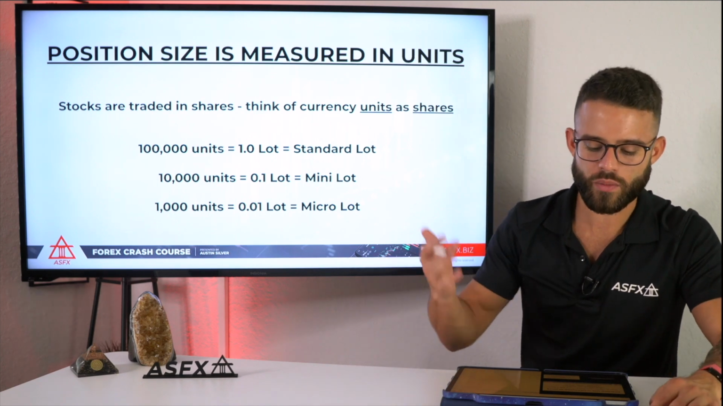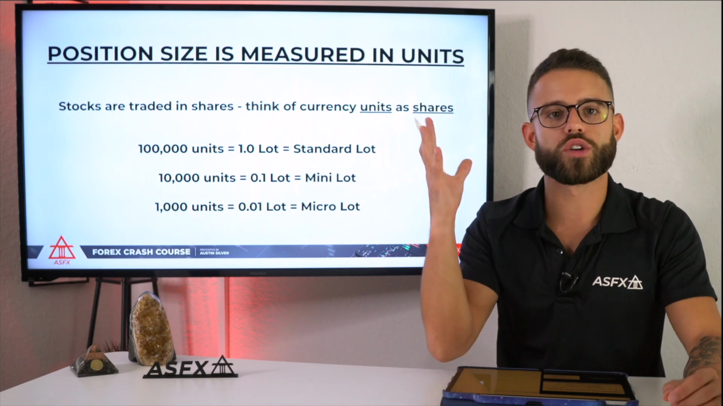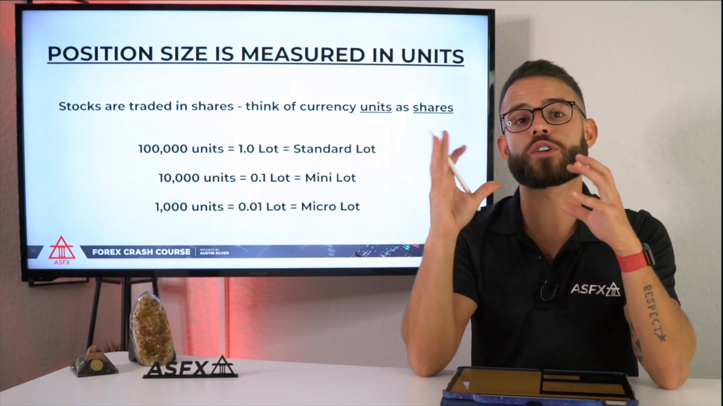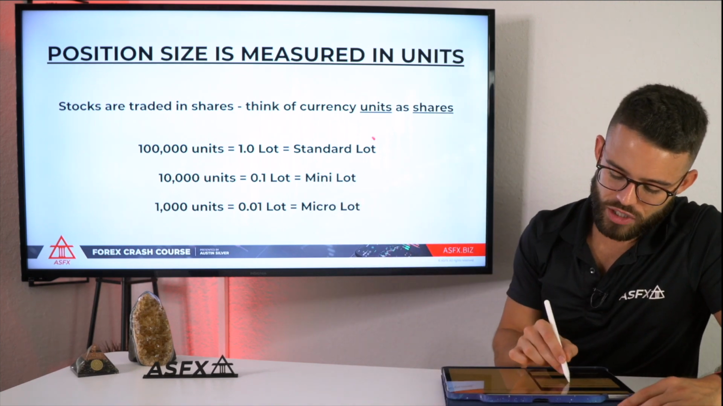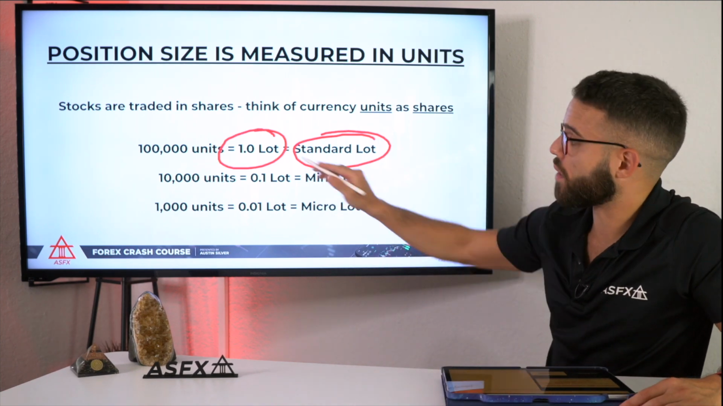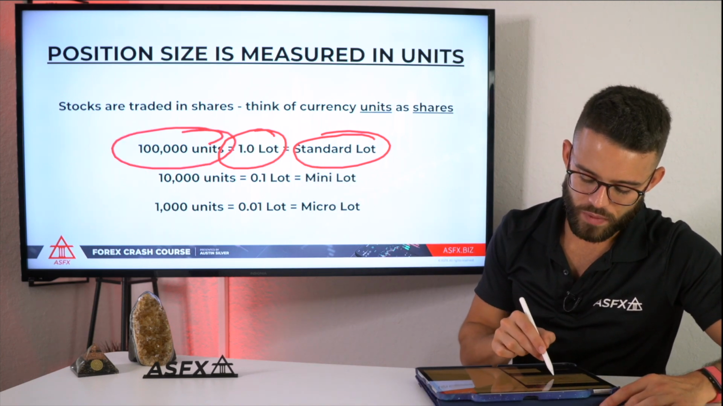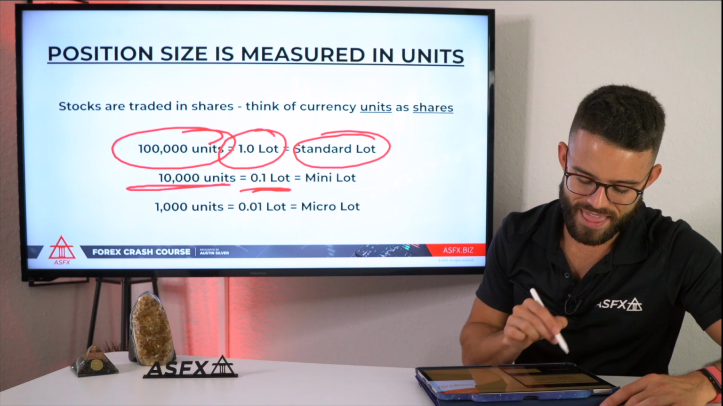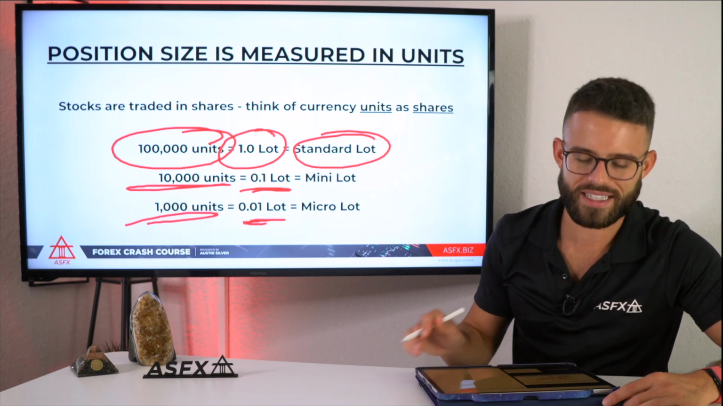So first, understand that we measure it in units. You can think of units as shares. You'll hear the word lot size. That is a different characterization of the units. For example, a standard lot, you can write that as 1.0. That's 100,000 units of currency. A mini lot is 0.1 lots. That's 10,000 units. And then a micro lot is 0.01 lots, and that's 1,000 units.